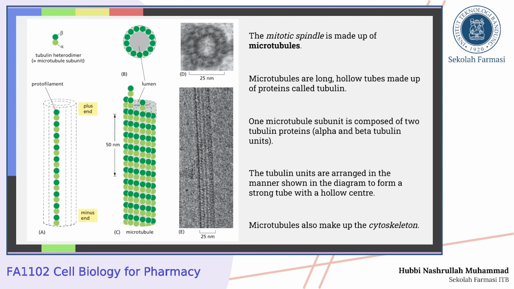The mitotic spindle is a structure that is essential in cell division. Without it, cell division would fail and the cell would die. Now, this structure is made up of microtubules, which are long, hollow tubes made up of proteins called tubulin. Microtubules are polymers that are made up of tubulin subunits. There are two types of tubulin proteins that make up microtubules, namely alpha and beta tubulin. You can see on the diagram shown here how the tubulin subunits form the microtubule structure.